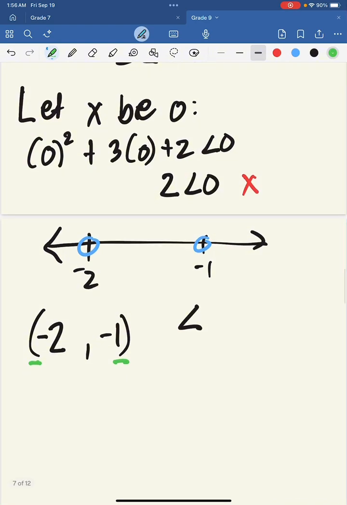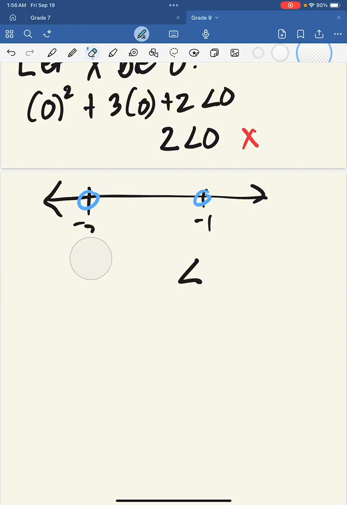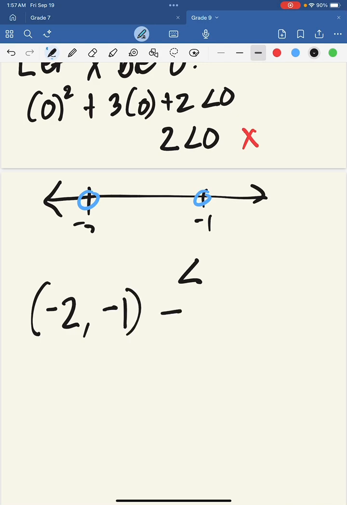And it only means that all the numbers between the two are included. So we have negative 1.9 and other numbers that are going on in between. So when we answer it in interval notation, it could be like this. Let me just write it again properly. So again, we have negative 2 and negative 1. Again, this is written in interval notation.